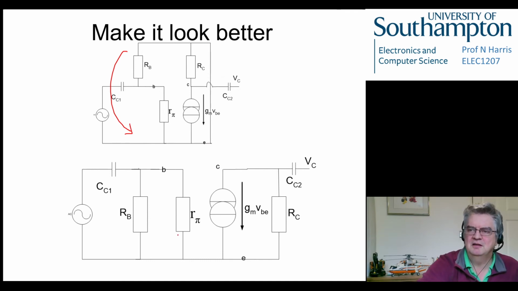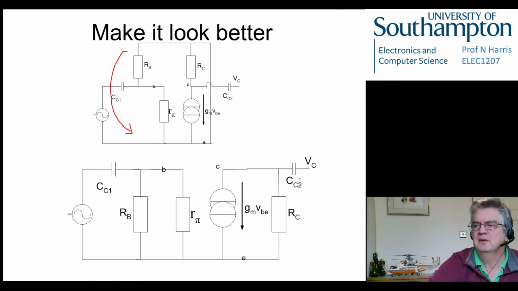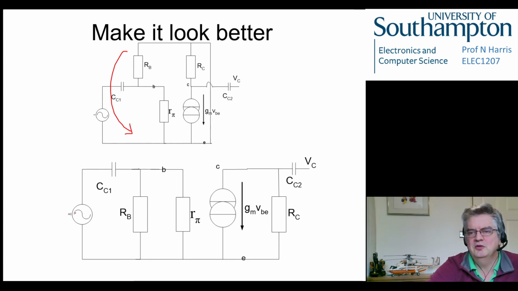We've got RB in parallel with R pi, the source of our AC source, and remember we don't suppress those because we can have them both going, because they're linked, they're dependent sources. And then we've got RC in parallel with that. So if you were an AC signal coming in here, this is the circuit you would actually see.